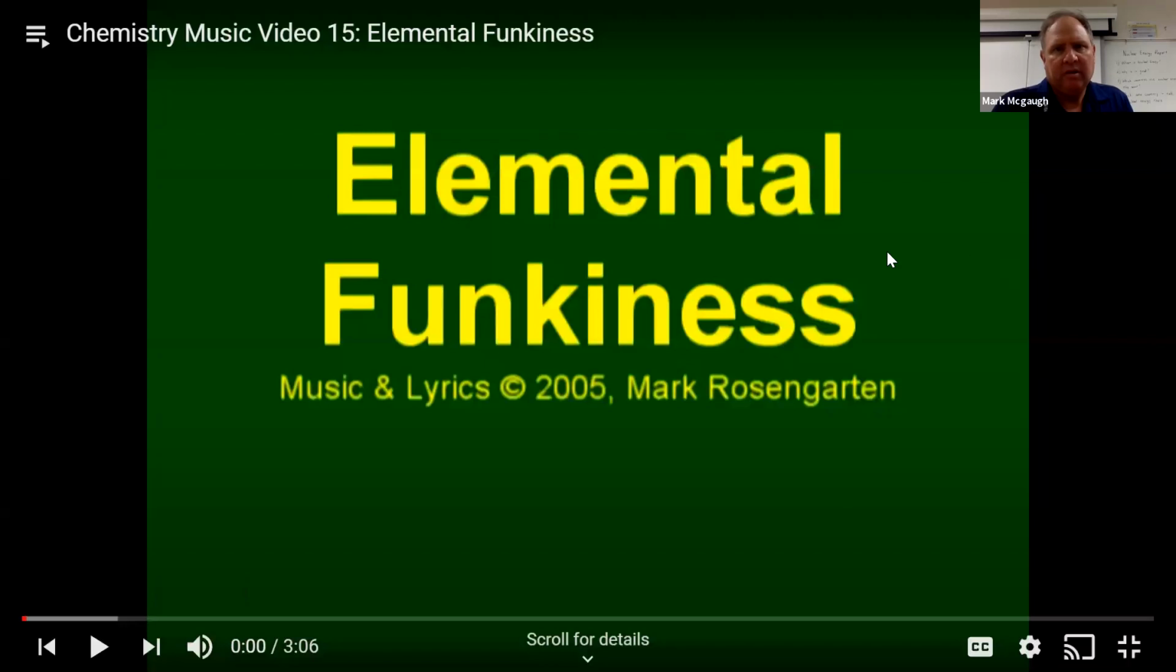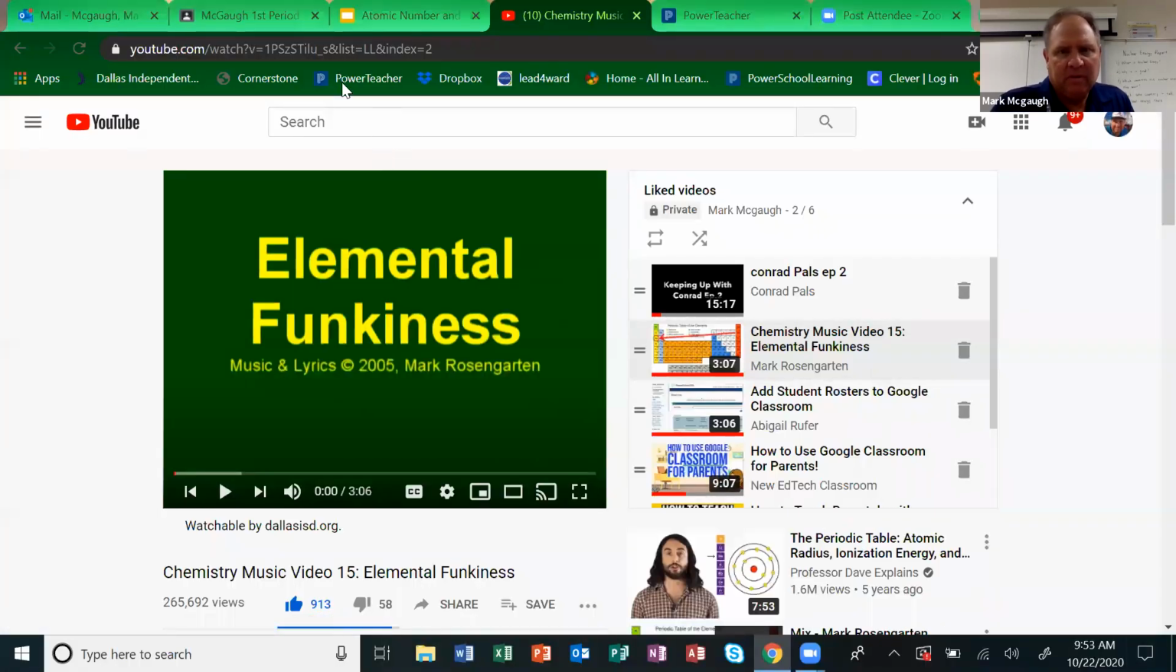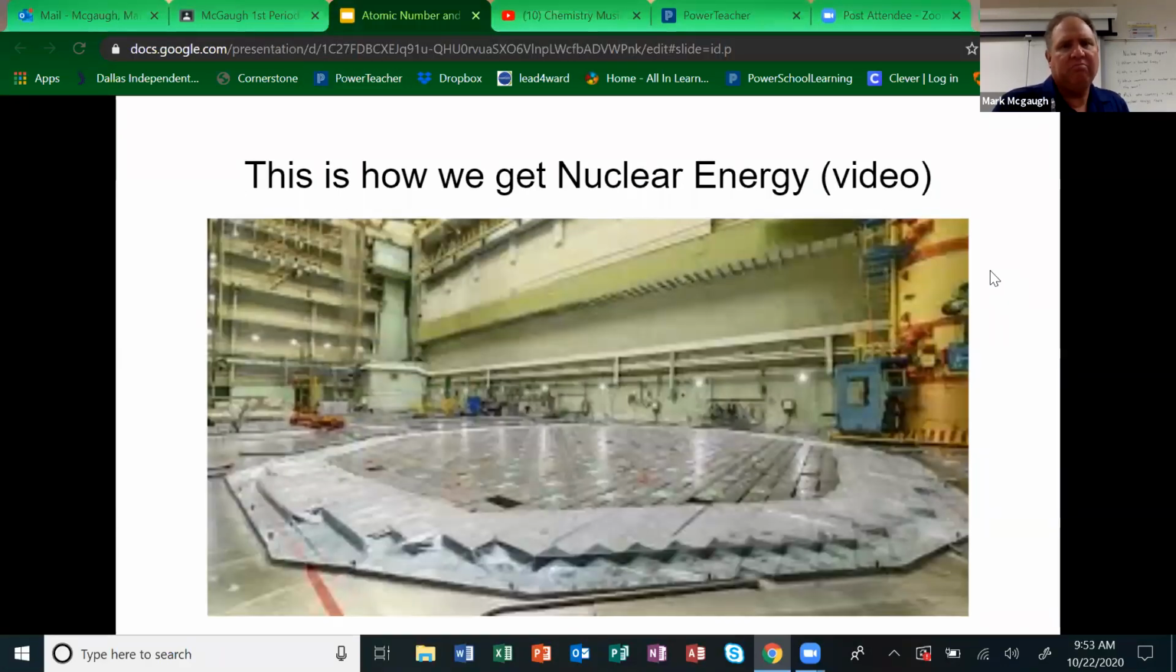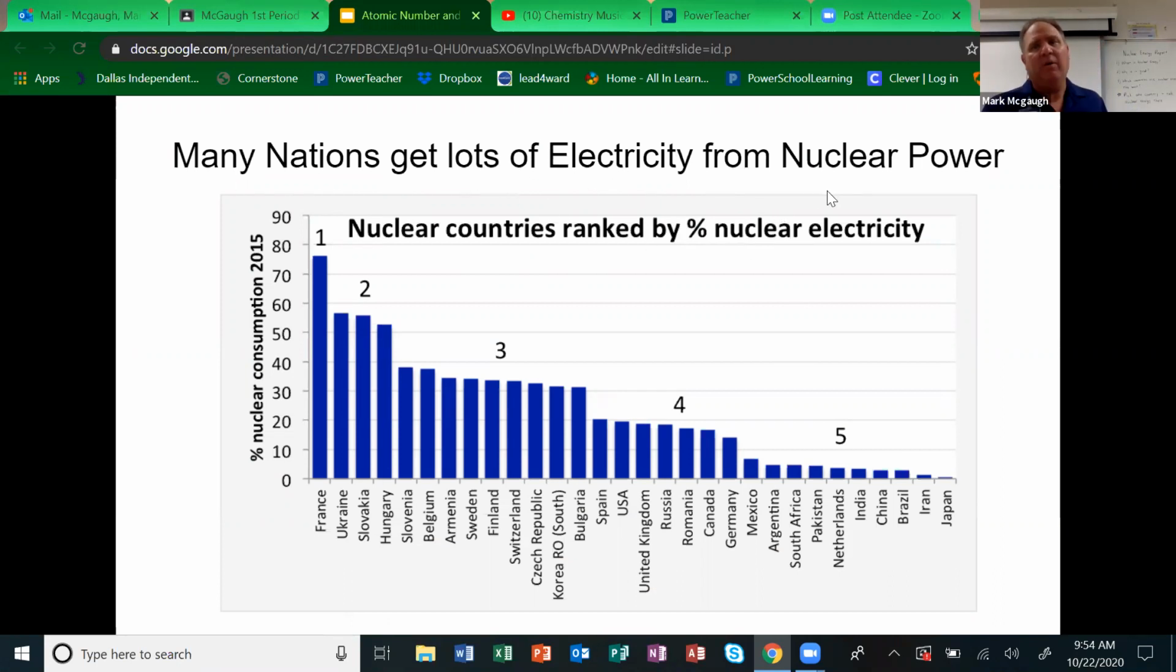Okay. All right. Go back to our presentation. So these isotopes, some of which are radioactive, are a source of nuclear energy, and there are safety concerns about it. A lot of countries, though, right now are getting their electricity from nuclear power.